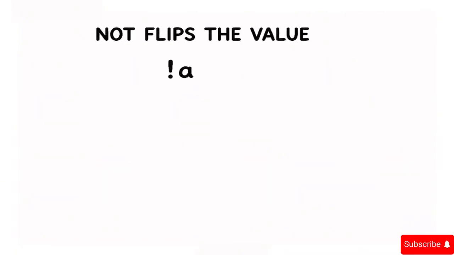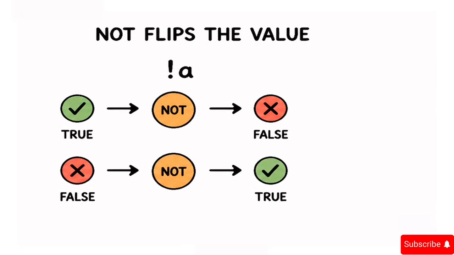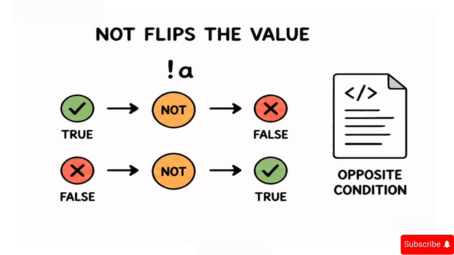The not operator flips a value. If the condition is true, not makes it false. If the condition is false, not makes it true. We use this to check the opposite of a condition in our code.